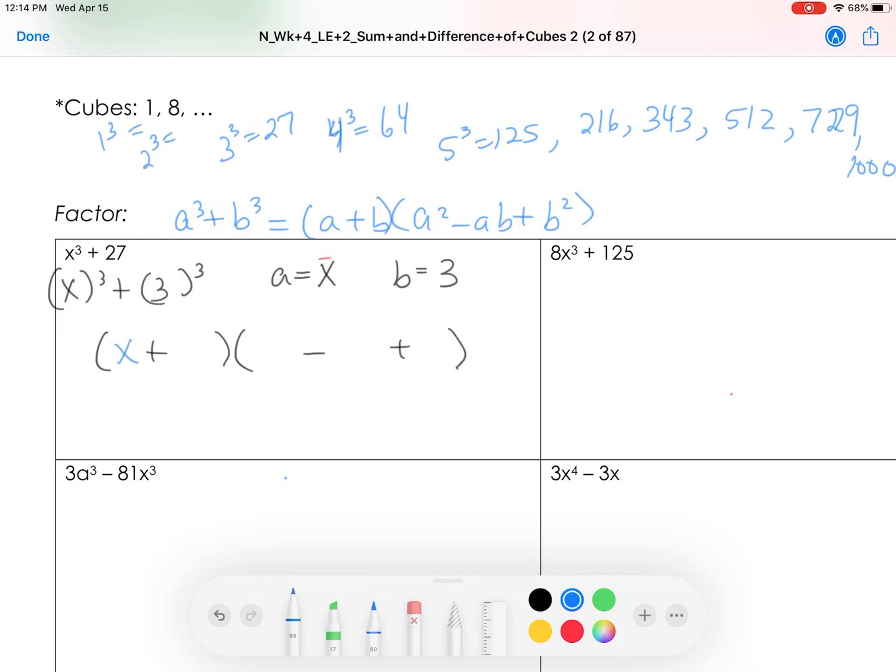So a is x, and b is 3, so b goes here, and b squared goes here. So here we're putting b squared, 3 squared, which is 9. In the middle, we're doing a times b, so that would be 3x. And that's all there is to it. We just fill in the pieces of the puzzle.